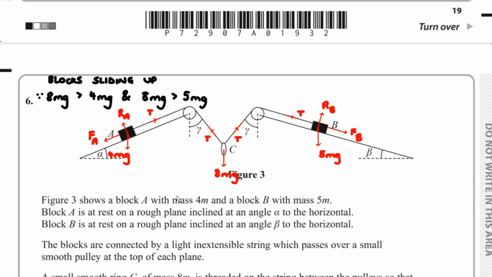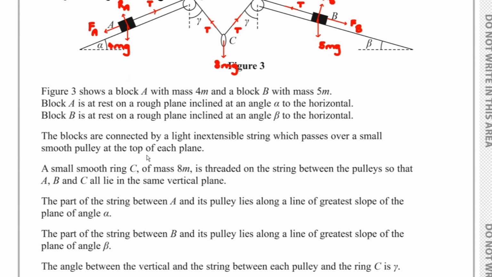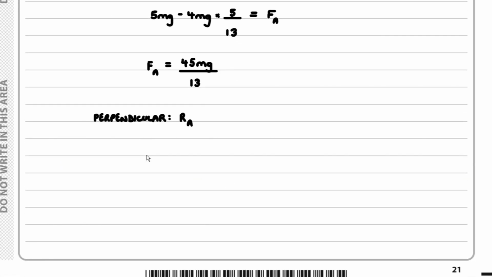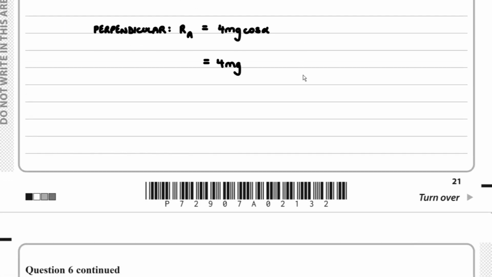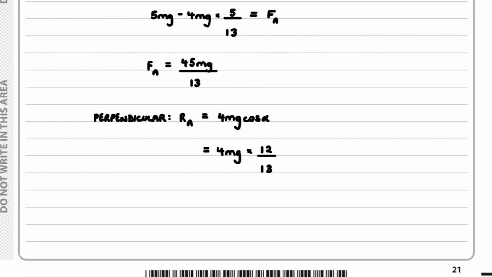Let's now resolve perpendicular. Resolving perpendicular, we've got Ra going up and we've got a component of the weight going down. So we've got Ra equals 4mg cos alpha. And we know what cos alpha is, that's 12 over 13. So we've got 4mg times 12 over 13. Now, if we simplify this, we get 48mg over 13.